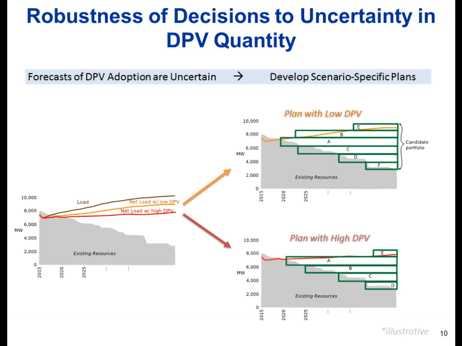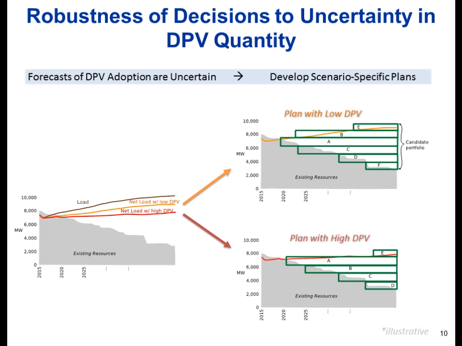These diagrams on slide number 10 illustrate how planners developed scenario-specific plans. On the left, you see that a higher DPV forecast can lead to a lower net load. The plan with the higher DPV adoption, the one on the bottom right, results in a deferral or elimination of plants that would otherwise be needed in the low PV scenario.